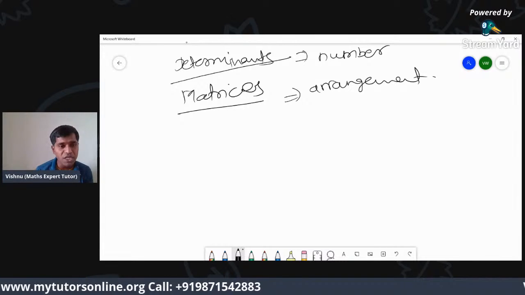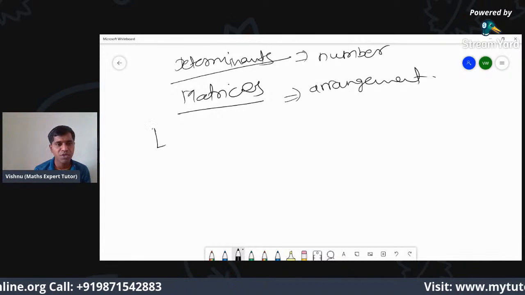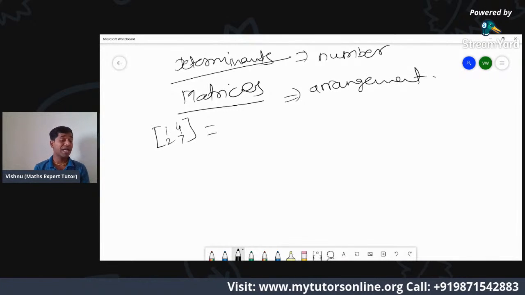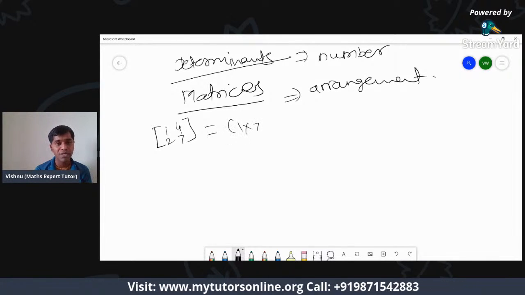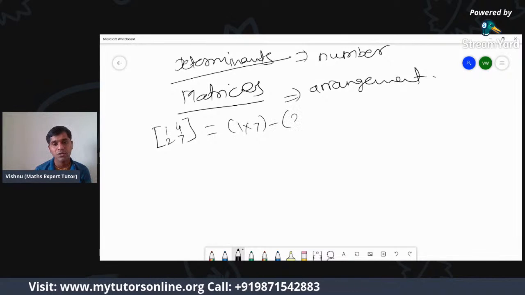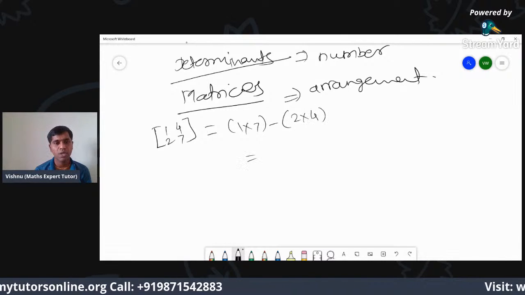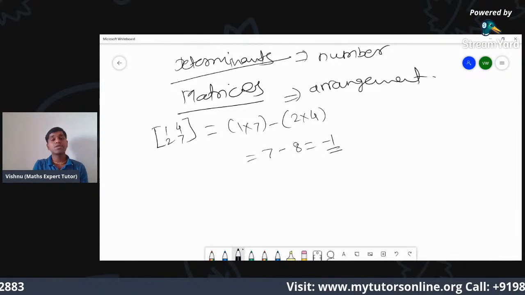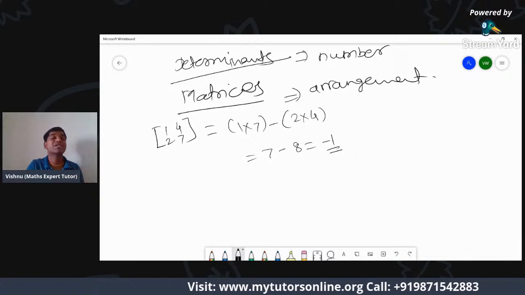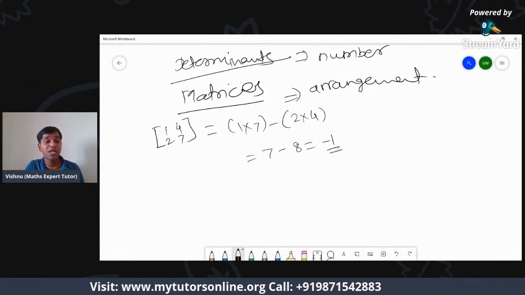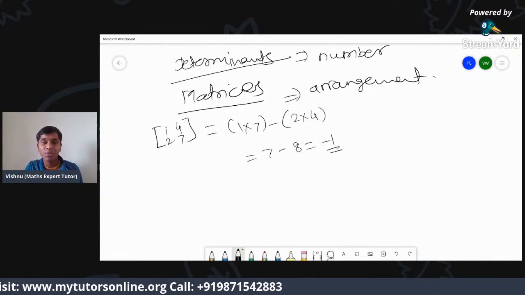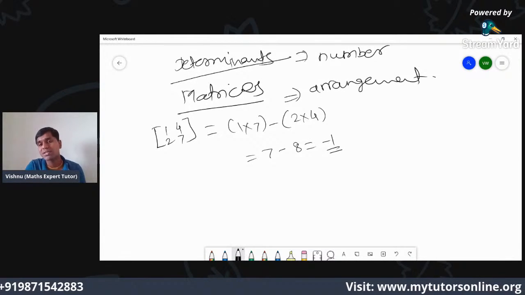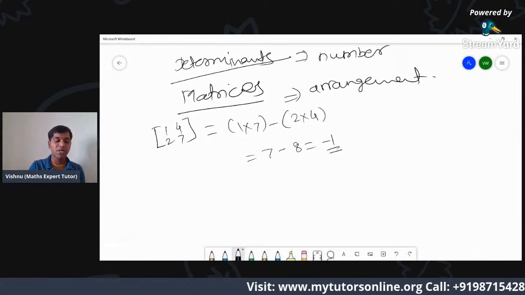So if it is 2 by 2, let's say, I'm just giving an example, 1 2 4 7, then multiply the diagonal elements, 1 into 7, and minus the remaining elements, 4 into 2. That's how it is. As I said, the determinant is always going to be a number. There would be addition, subtraction and multiplication involved. Obviously it is a number.